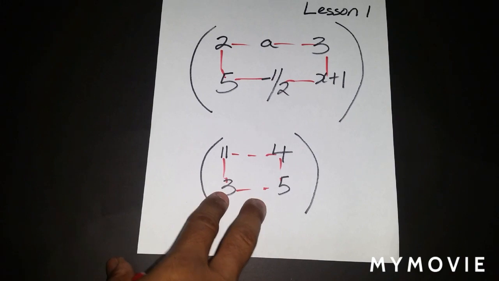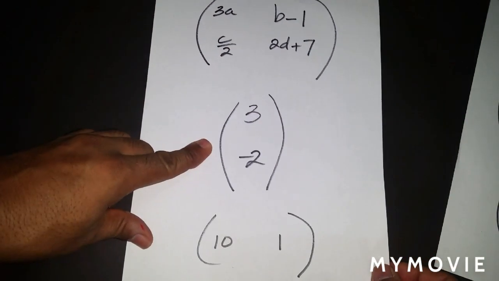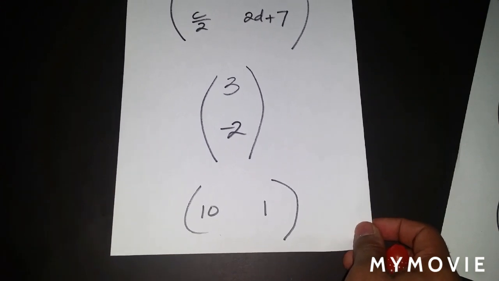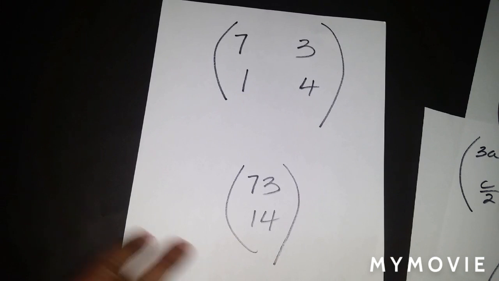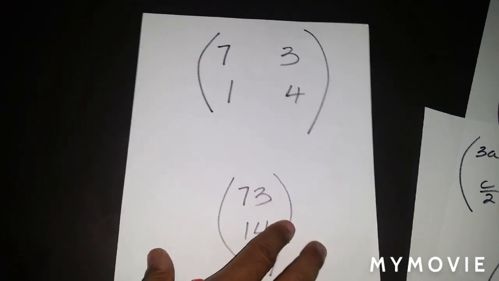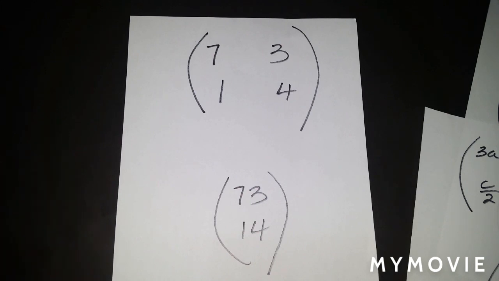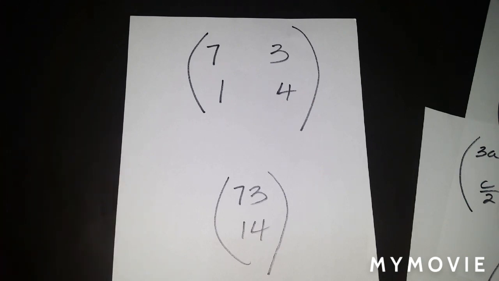Here's another example of a matrix. This is an example of a matrix, and this is an example of a matrix, etc. So we know that a matrix is a rectangular array of elements, and those elements can be numbers, letters, or algebraic expressions. Okay? Now, the next thing that we need to know and master is what is referred to as the order of a matrix.